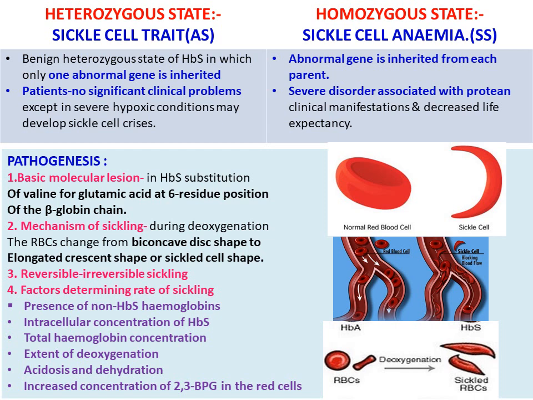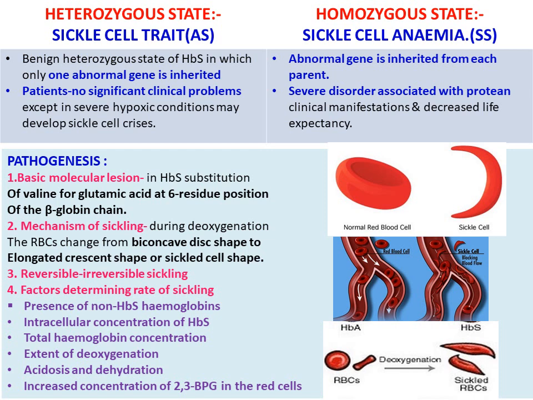Whereas sickle cell anemia is a severe disorder associated with clinical manifestations and decreased life expectancy. So that means the age of the patient decreases and clinical manifestations will be there. That means clinical symptoms can appear. Then, the pathogenesis of this sickle cell anemia.